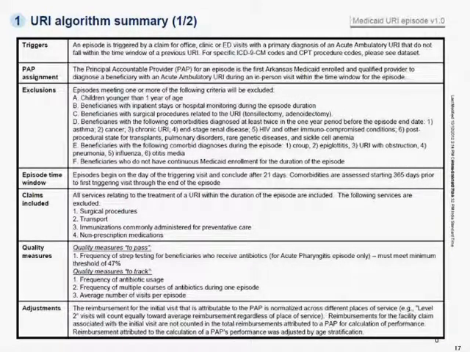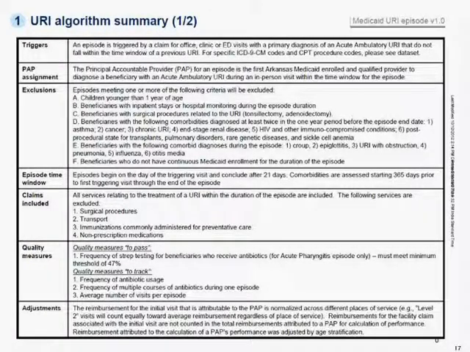Comorbidities are assessed starting 365 days prior to the first triggering visit through the end of the episode. The principal accountable provider for an episode is the first Arkansas Medicaid enrolled and qualified provider to diagnose a beneficiary with an acute ambulatory URI during an in-person visit within the time window for the episode. A URI patient must be at least 1 year old.